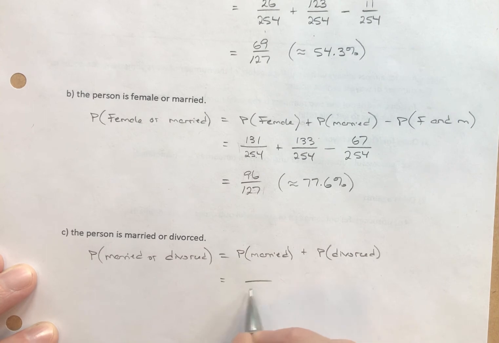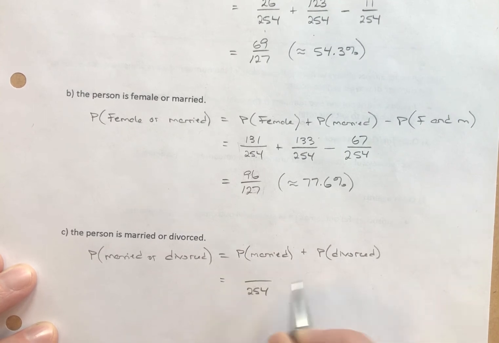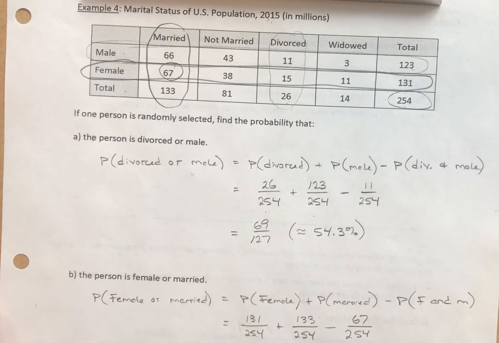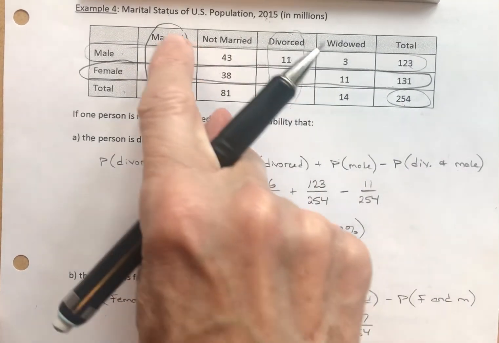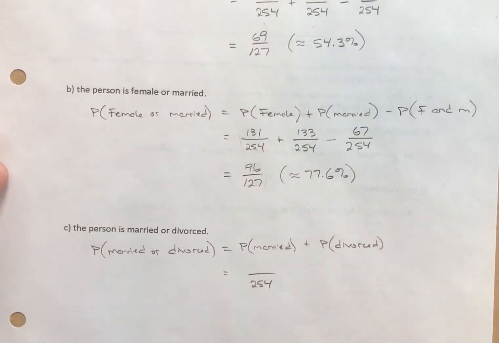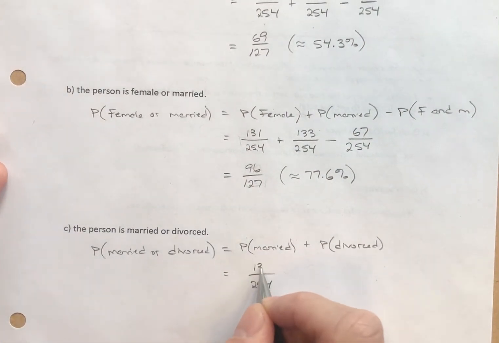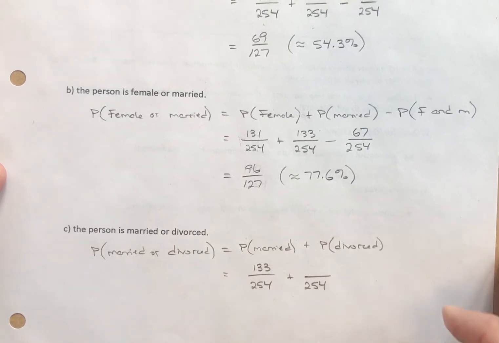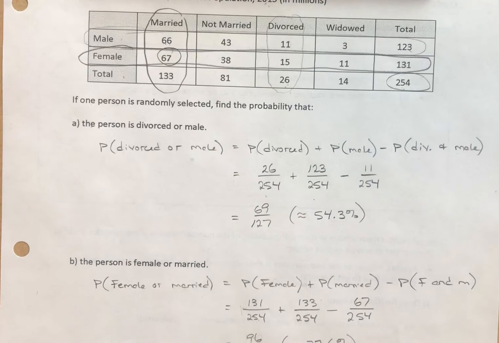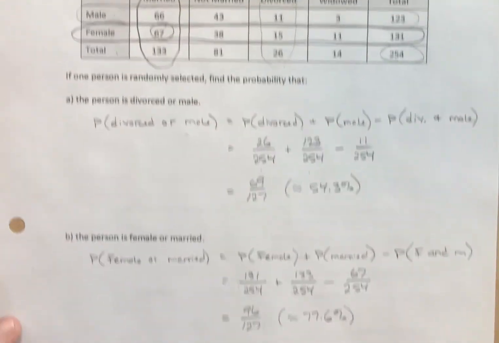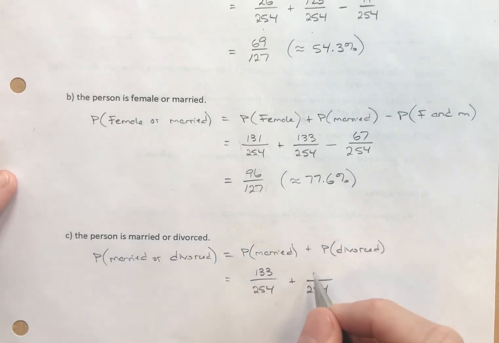Okay, there are 254 million. How many are married? Okay, I'll go to my table. And there are married 133 million. Okay, 133 million are married. There are 254 million. How many of them are divorced? Back to my table. My divorce column, there are 26 million that are divorced. Go back down to here, and I'm here.